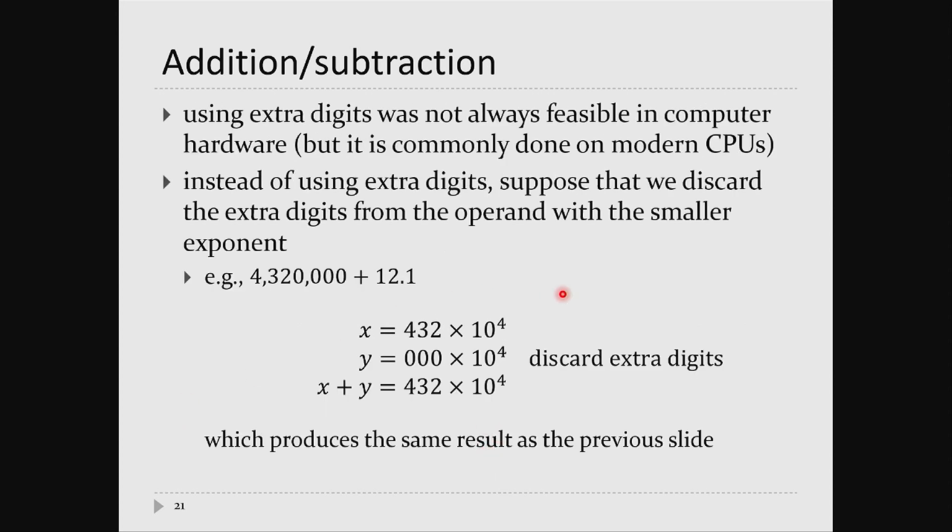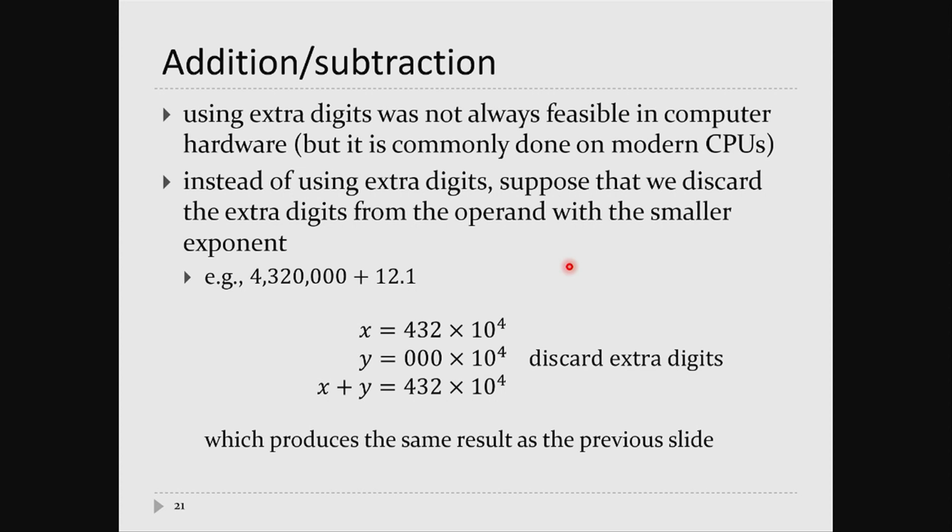Now, using these extra digits is not always feasible in computer hardware. So it certainly wasn't affordable back in the 70s and 80s. You might say, well, look, I know to compute some of these values I'm going to need extra digits, so why don't I just use some extra digits? Because it turns out in hardware it's very expensive. Or at least it was. Today, computers do use extra digits. But in the past, it wasn't.